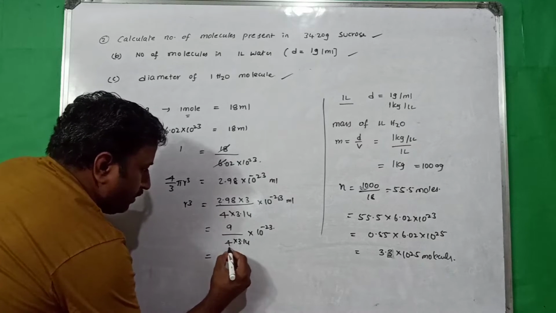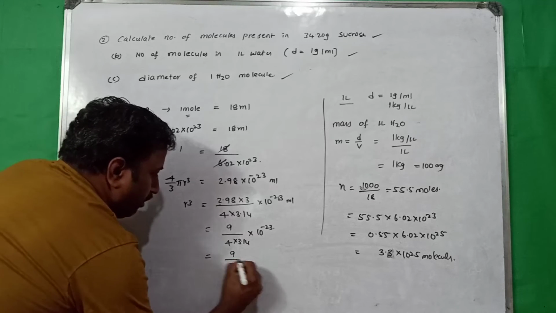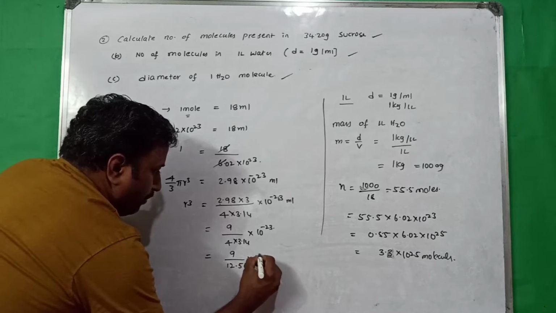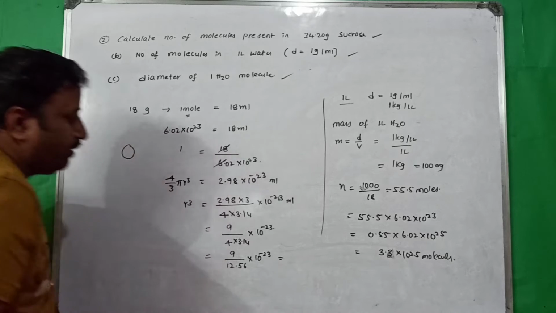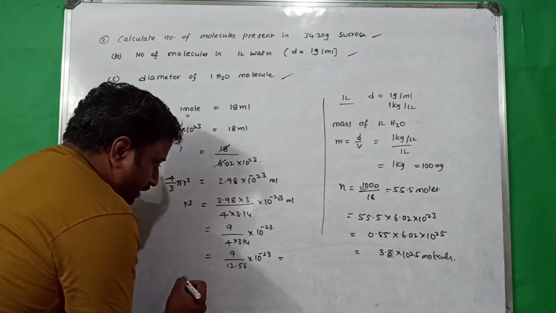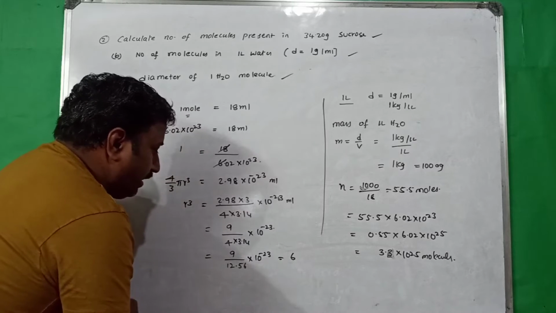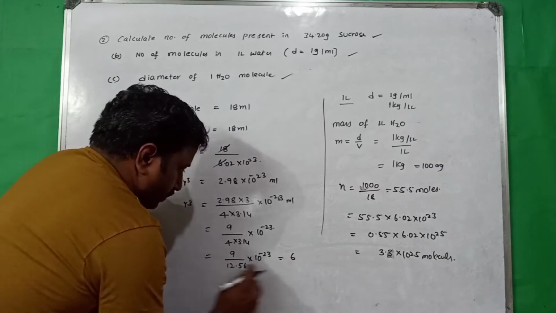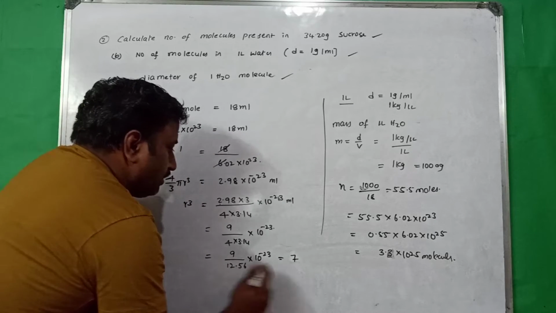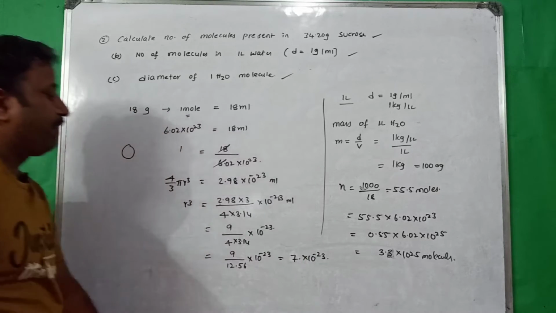4 3s are 12. So 4 1s are 4. So 4 4s are 16. You will get 9 upon 12.56 into 10 power minus 23. This will be equal to, so 12 6s are 72, sorry, 12 sevens are 84. So 12 sevens are, you will get almost 7 point something into 10 power minus 23, right?